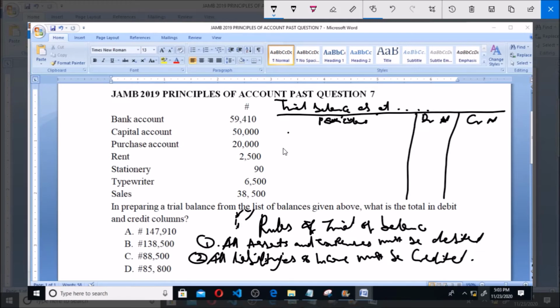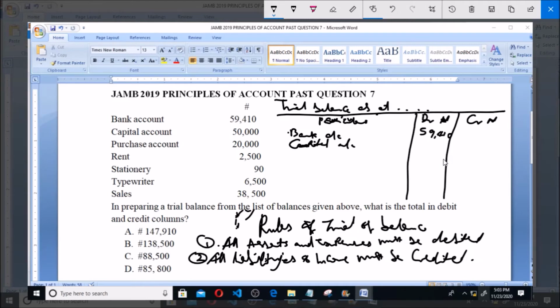Now the first item is bank accounts. Bank account is an asset. It's a current asset. So we have 59,410 naira on the debit side. We have capital accounts. Capital accounts is a liability, so it will come here, 50,000 naira.